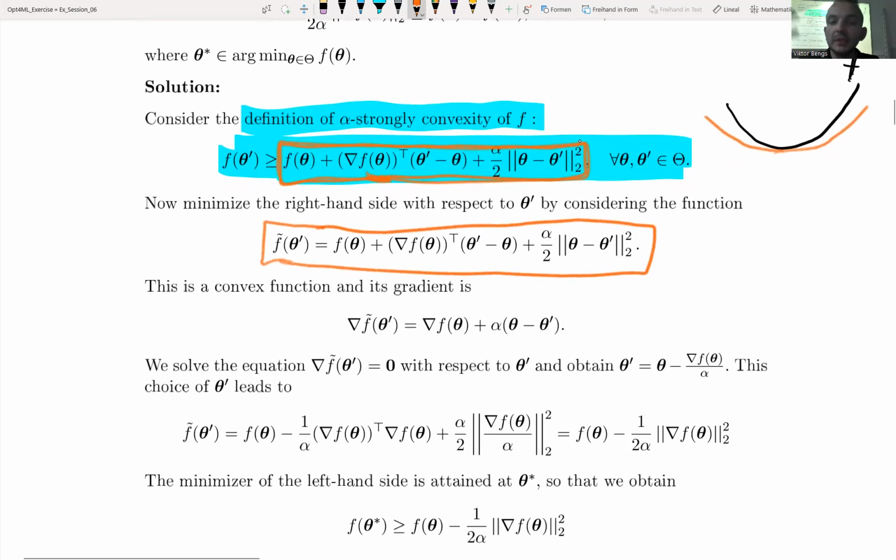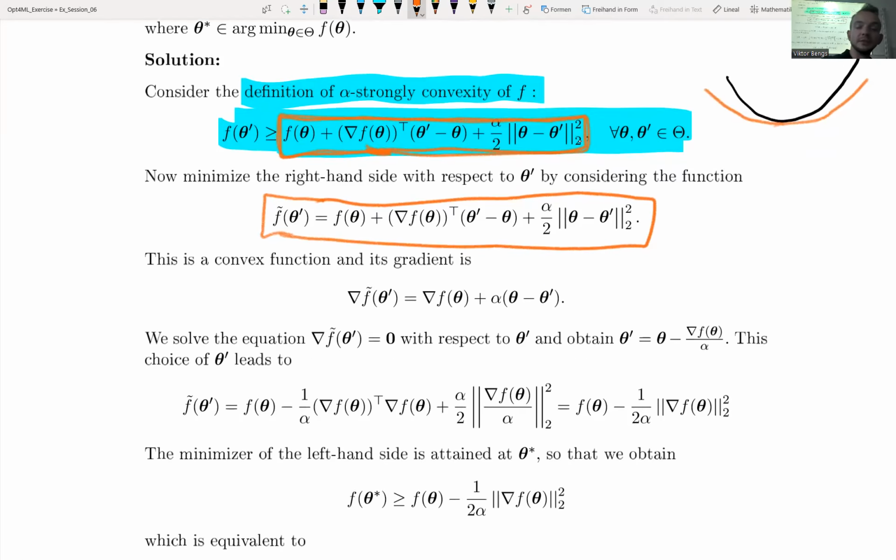What can we say about this function? First of all, it's a convex function, right? It's a quadratic function, so it's obviously convex, and we can also compute its gradient. It's quadratic, so differentiable infinitely often, and in particular also the first derivative exists. What is the first derivative? Well, here we take the derivative with respect to theta prime.